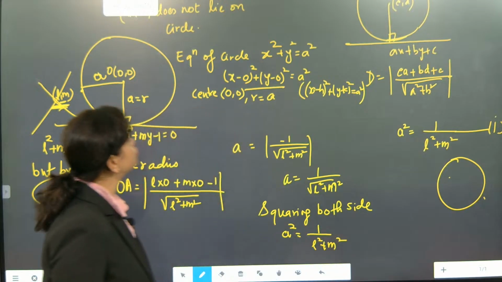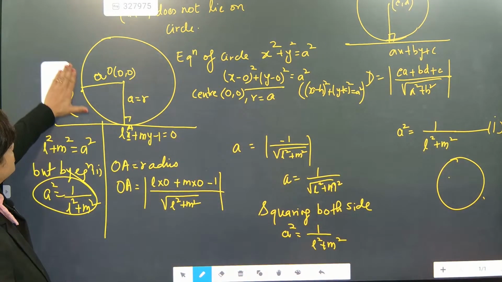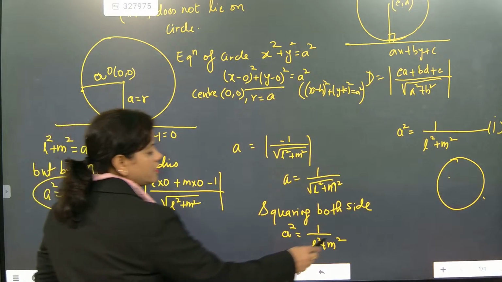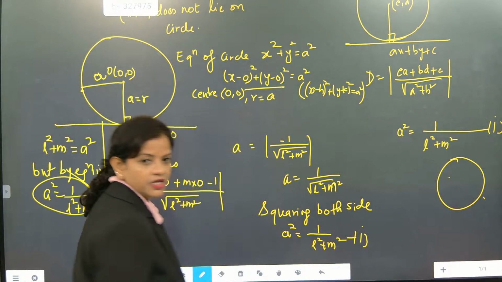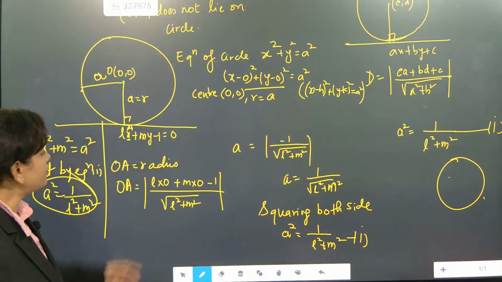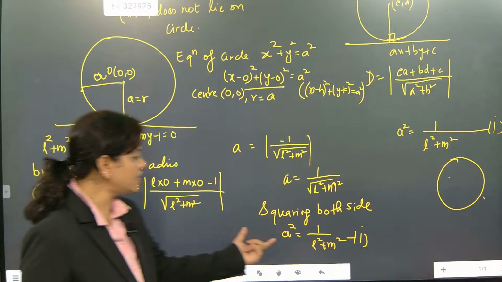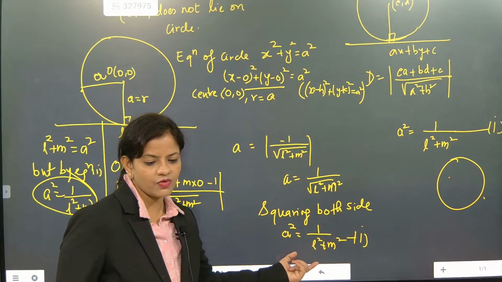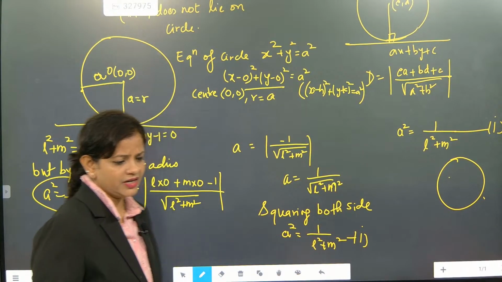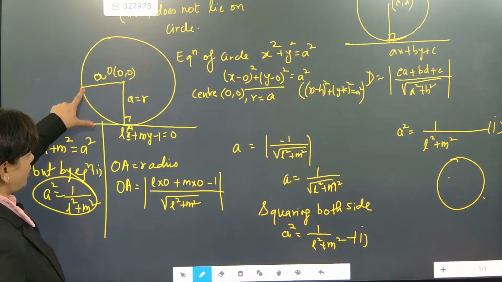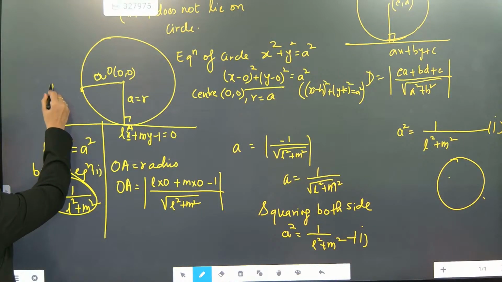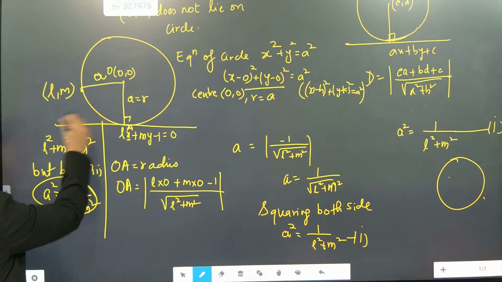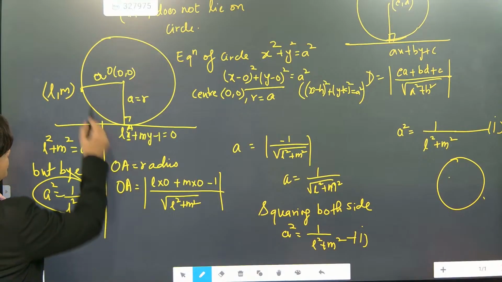But they told us to show whether this is a point on the circumference. So now we got an equation, this one. We got this equation, correct? After using the distance formula, we are getting a square is equal to 1 by L square plus m square. Now they are telling us to check whether (L, m) is a point on the circle. If it satisfies the equation of the circle, let's use the distance formula.